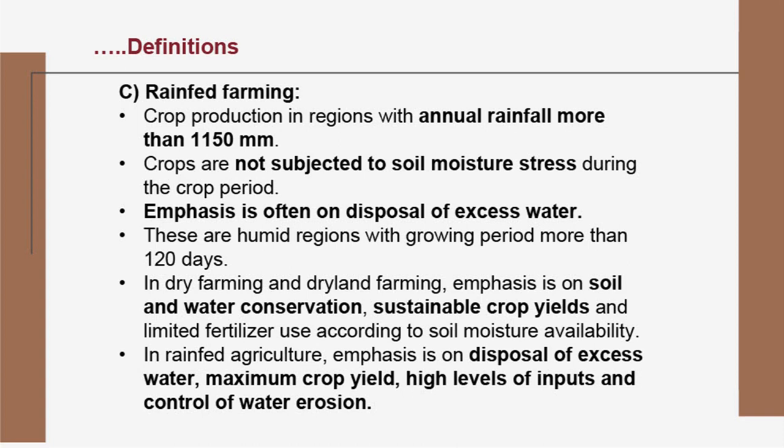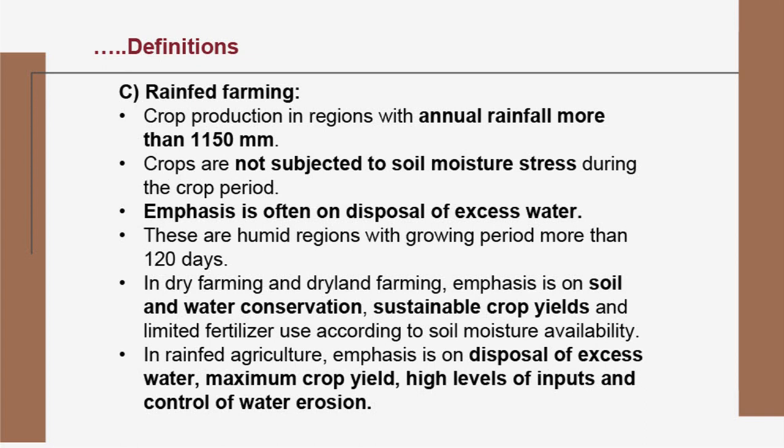So these are humid regions with growing period more than 120 days. So subhumid or humid areas are rain-fed farming. And dryland areas are mostly in arid and semi-arid regions. In dry farming and dryland farming, emphasis is on soil and water conservation, sustainable crop yields, and limited fertilizer use according to soil moisture availability. In rain-fed agriculture, emphasis is on disposal of excess water, maximum crop yield, high levels of input, and control of water erosion. Because here you may get sufficient supply of water.